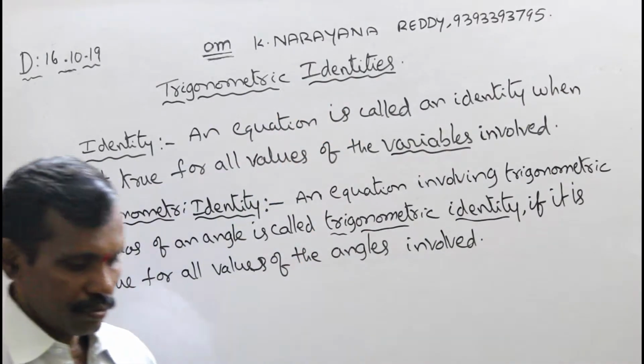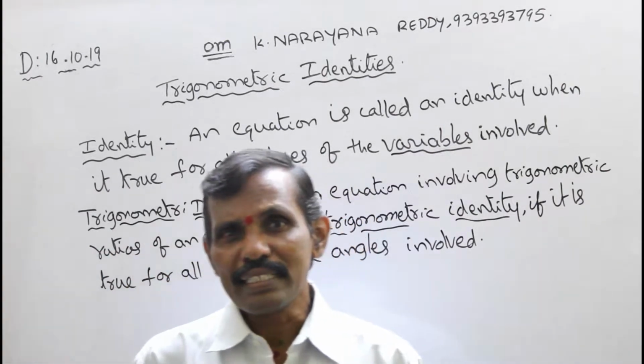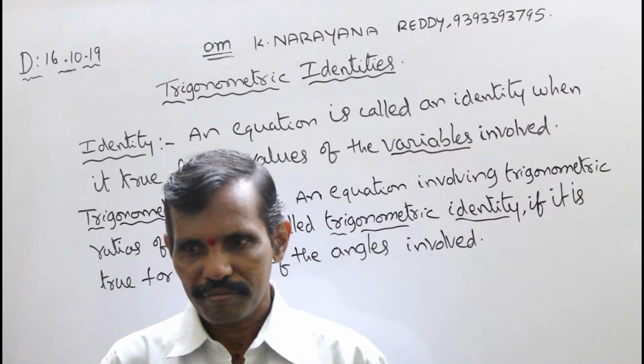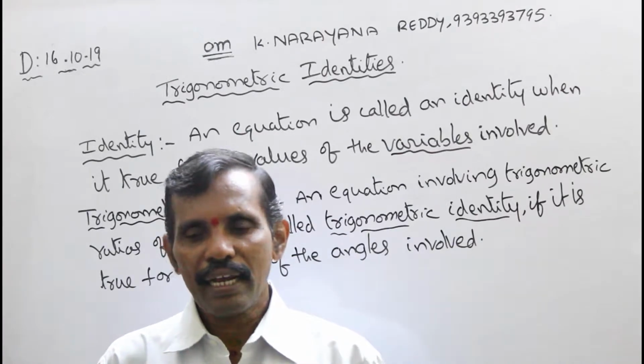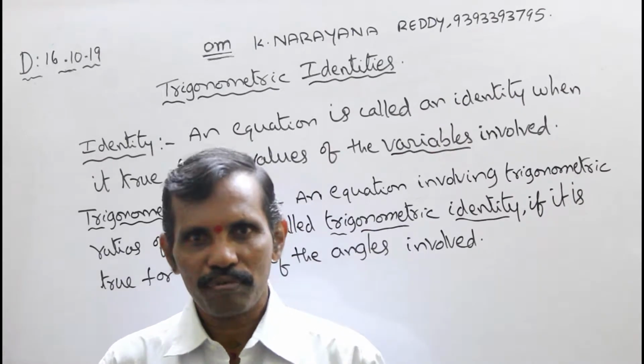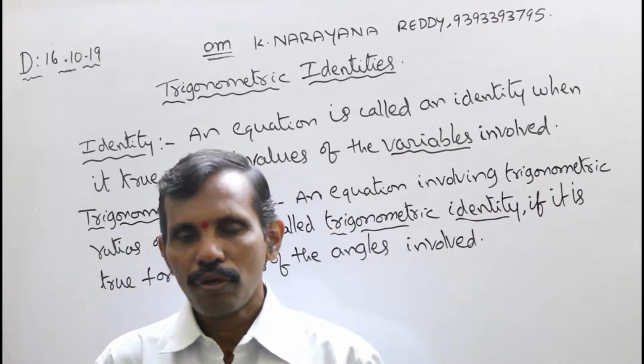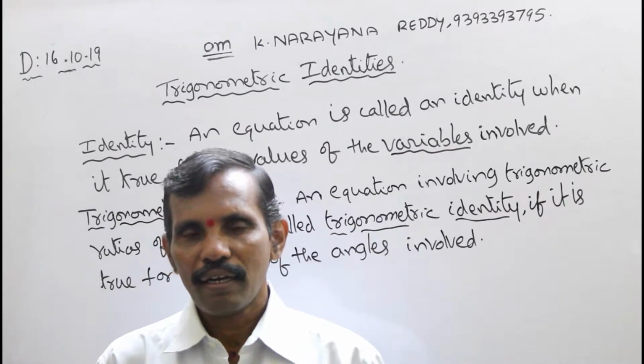Trigonometric identities. What is a trigonometric identity? Generally, what is meant by identity? It is nothing but proof. Yes or not? It is nothing but proof. Proof means what?